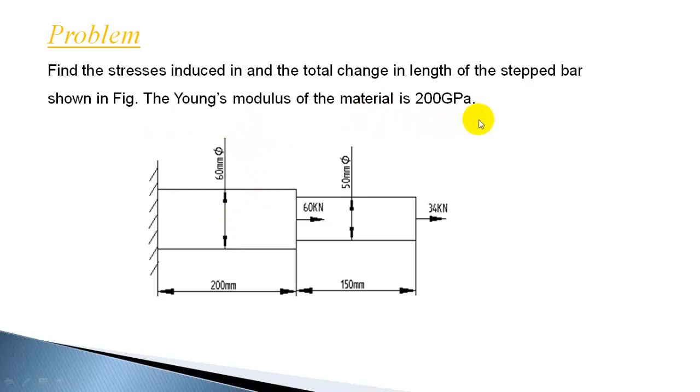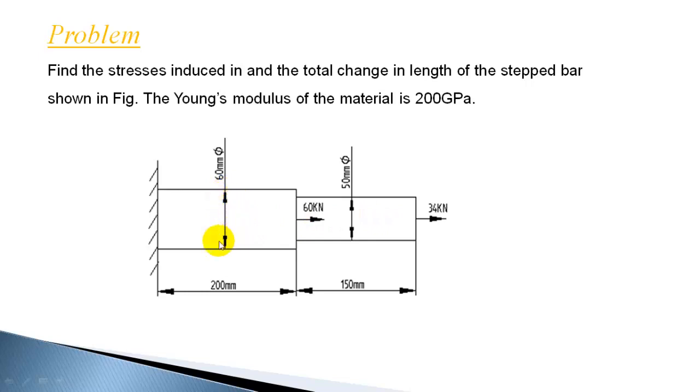The Young's modulus of the material is 200 gigapascal. So you need to find out the stresses induced in individual sections. There are only two sections. Under the action of this load of 34 kilonewton, you need to find out the stress induced in this section and the last section. Here the dimensions of the bar are given.